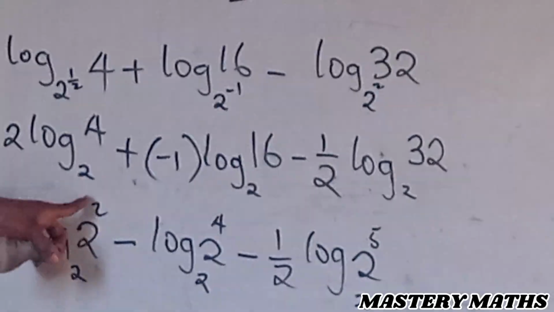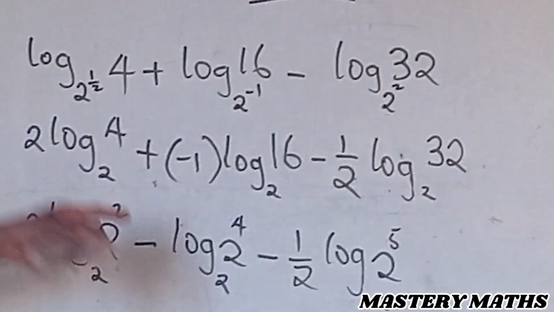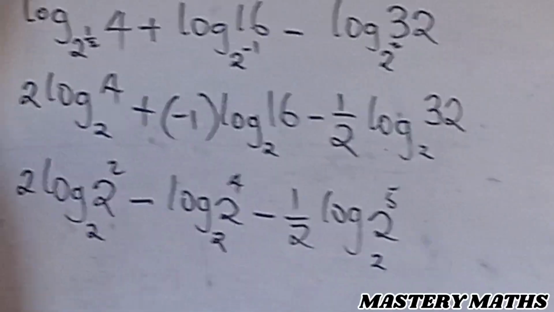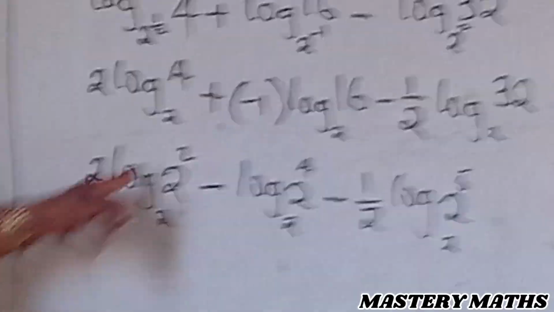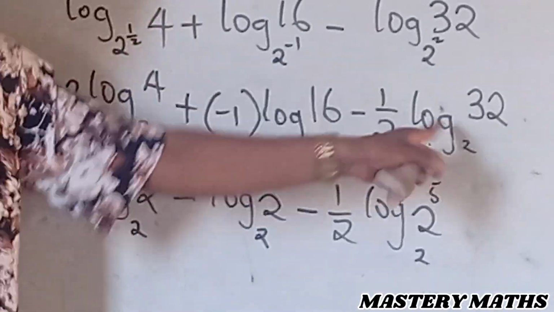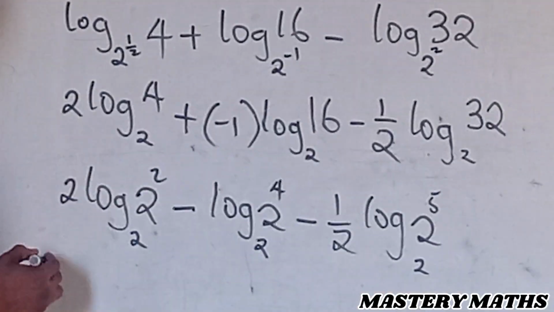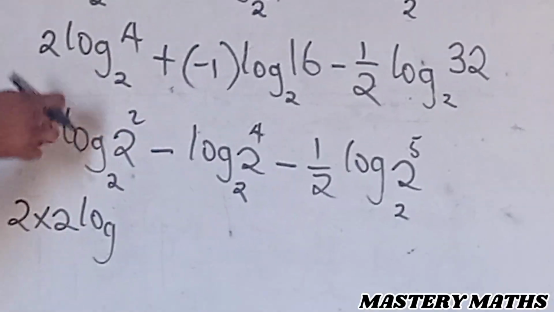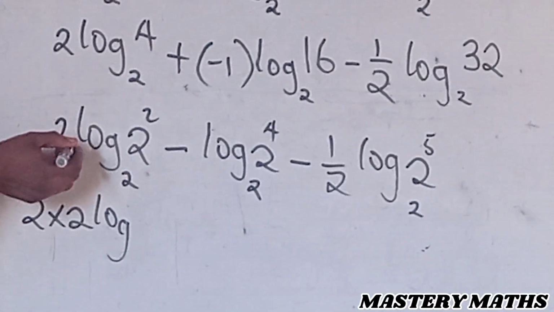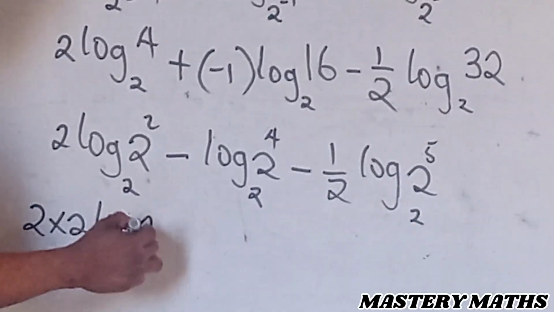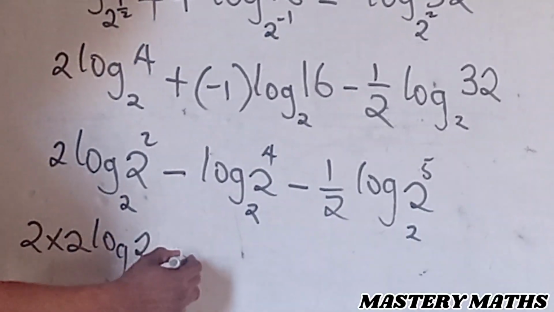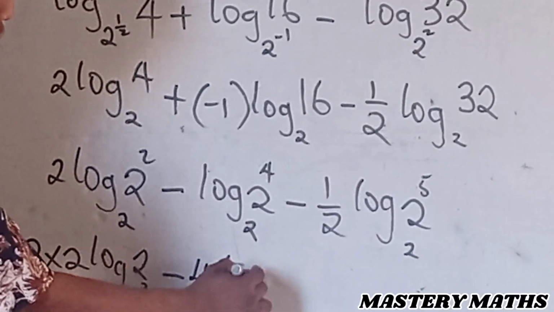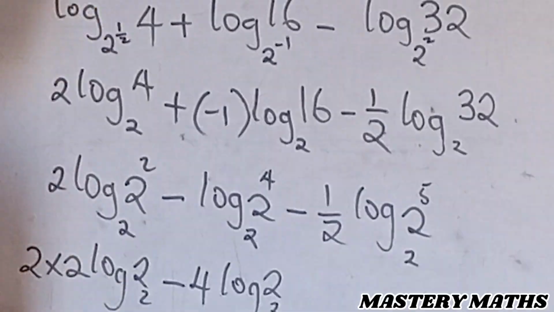Now, we have powers. We need to get rid of those powers. So, according to the law of logarithm, use the power you're having to multiply the log. The power multiplies the log. So it will be 2 times 2 log 2. This 2 comes here. Use this 2 to multiply this 2. So it will be 2 times this 2 log 2 in base 2. Minus, you have 4. Use 4 to multiply. It will be 4 log 2 in base 2.